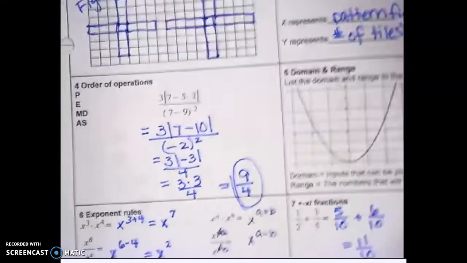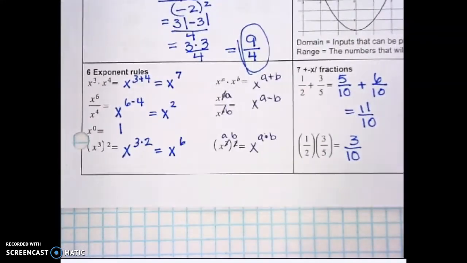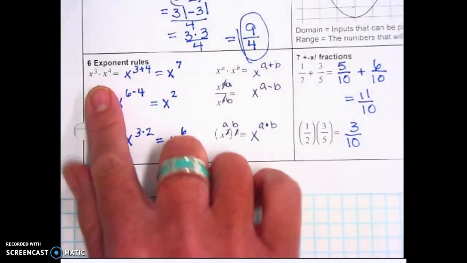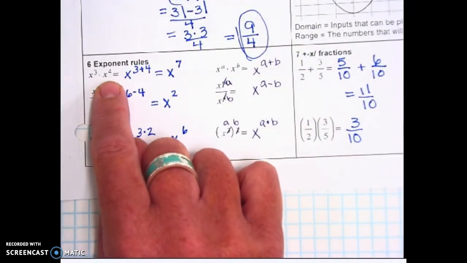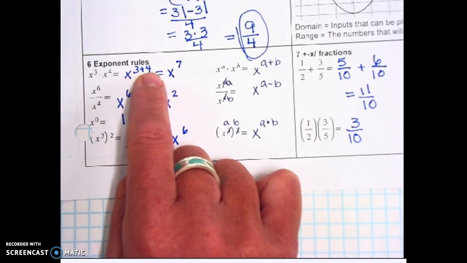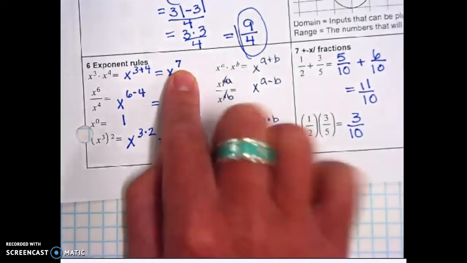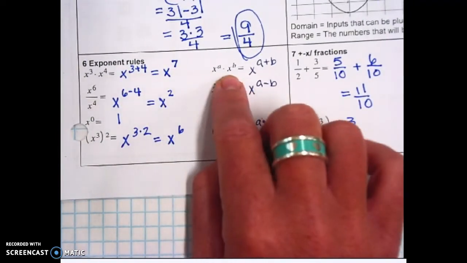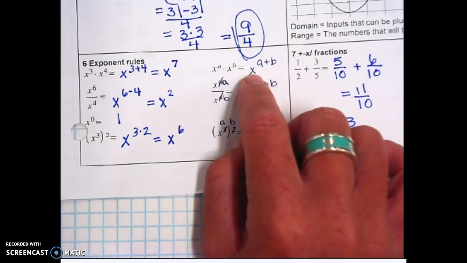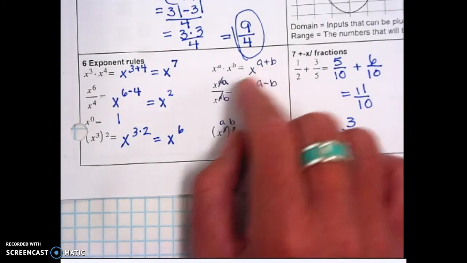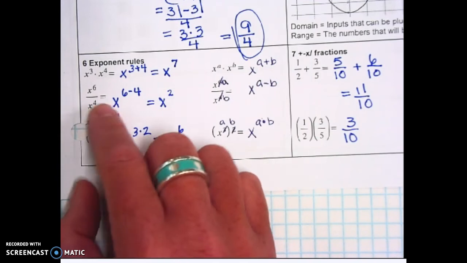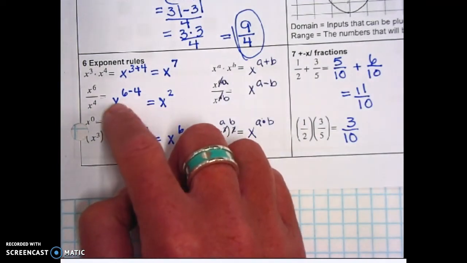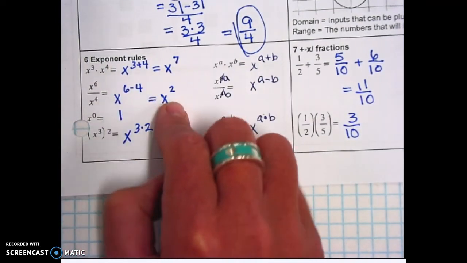In box number 6, you're going to use your exponent rule. So if you have x to the third times x to the fourth, you're going to add those exponents and you'll get x to the 7. So the generalized rule is x to the a plus b. As long as that base is the same, you're going to add the exponents. For division, you're going to subtract. So when you take 6 minus 4, you get x squared.